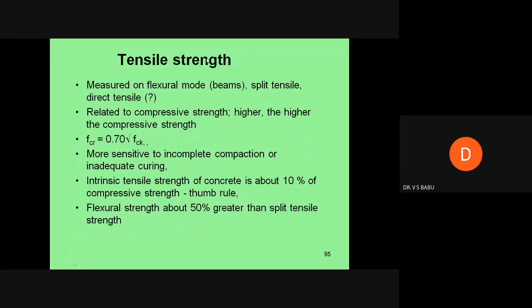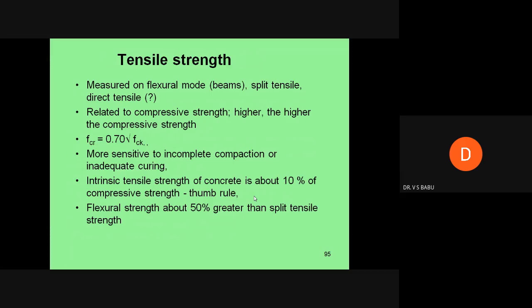Next, tensile strength. Normally, 10% of the compressive strength is equal to the tensile strength. For example, your cube is an M30 cube, for example 30 Newton per mm square. Normally the tensile strength is one tenth, that means 10%. 10% means 3 MPa.